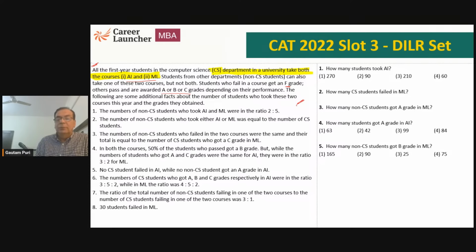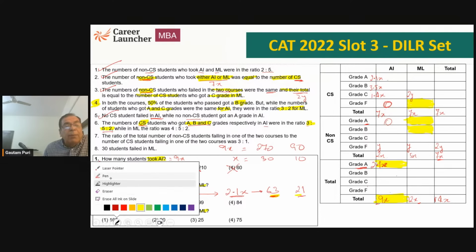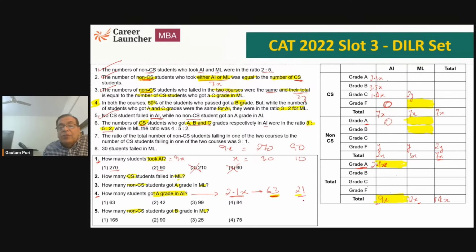Okay, so back to the question. If x is equal to 30, then the answer for 2.1x will be 63, and if x is equal to 10, 21. Look at the choices in question number 4. The answer can either be 63 or 21. 84 is a wrong choice, 99 is a wrong choice, 42 is a wrong choice. What am I left with? 63. If 63 is the correct answer here, that means this should be 270.